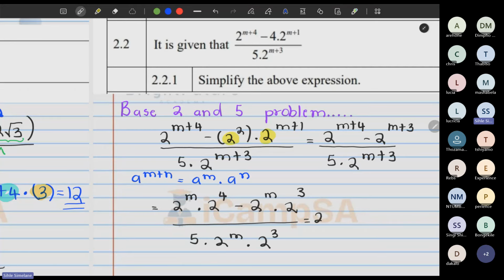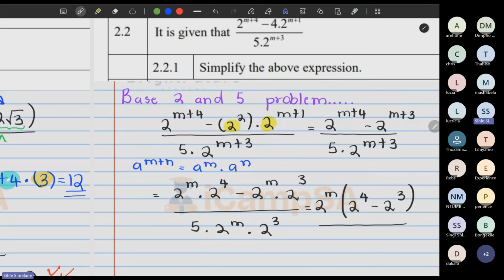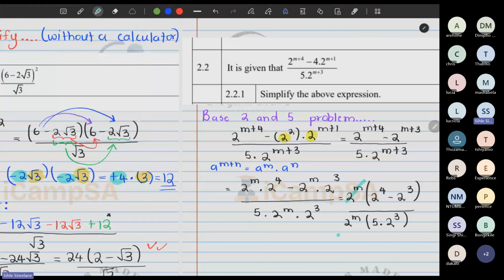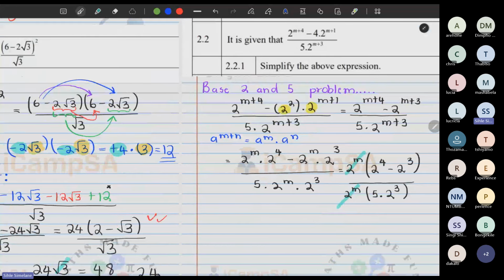If you look carefully at the numerator, guys, we can take out 2 to the m. Then what we are left with inside is 2 to the 4 minus 2 to the 3. On the denominator, we also have a common factor of 2 to the m, and we are left with 5 times 2 to the 3. And guess what happens, guys? The 2 to the m and 2 to the m cancel.